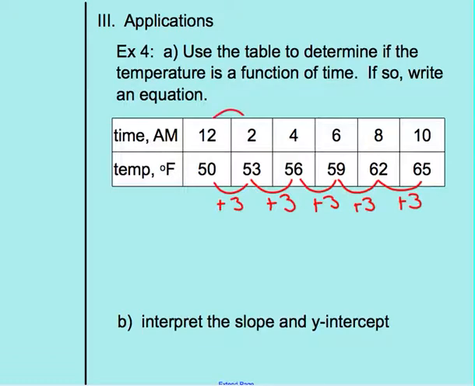And our change in x, now look at this as time. So this is not a change of negative 10. From 12 a.m. to 2 a.m. is a change of 2 hours. And so on. All of my changes are 2 hours. So we do have a constant rate of change. Now remember, because of the way it's set up in the table, x, y, our rate of change is 3 halves.